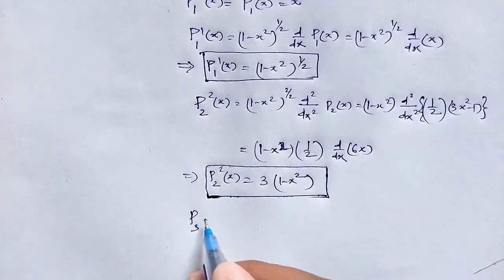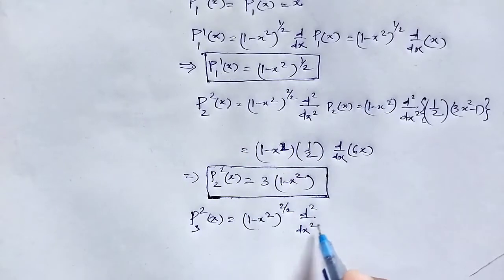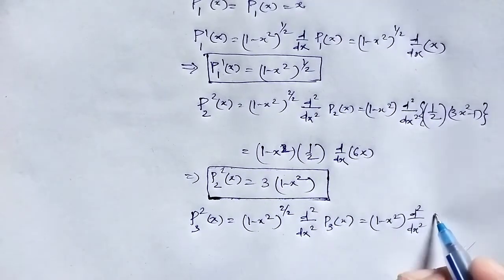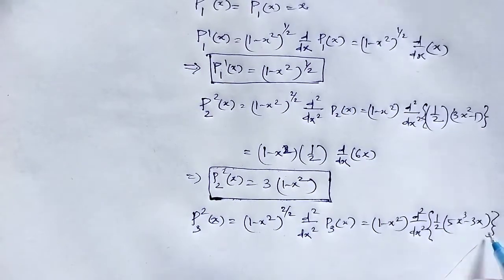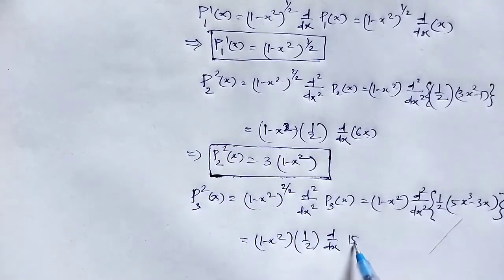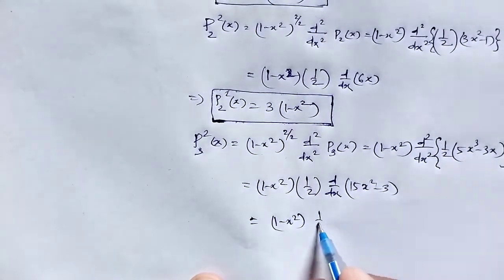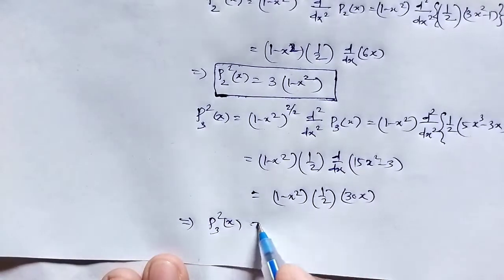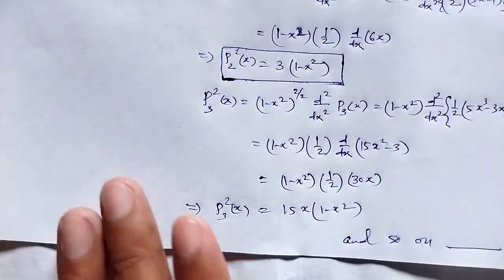Then P_3^2(x) is equal to (1 − x²)^(2/2) d²/dx² P_3(x), is equal to (1 − x²) d²/dx² half (5x³ − 3x), that is the value of P_3(x), is equal to (1 − x²) half d/dx of (15x² − 3), is equal to (1 − x²) half, that is 30x, which implies P_3^2(x) is equal to 15x(1 − x²), and so on it will be continued.